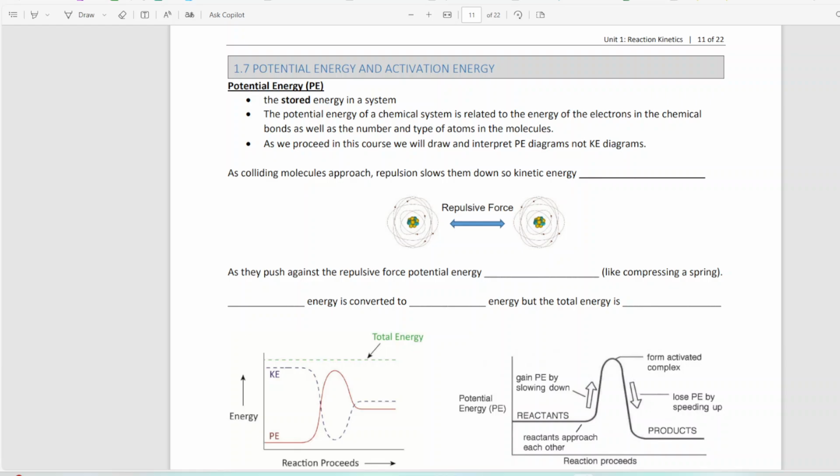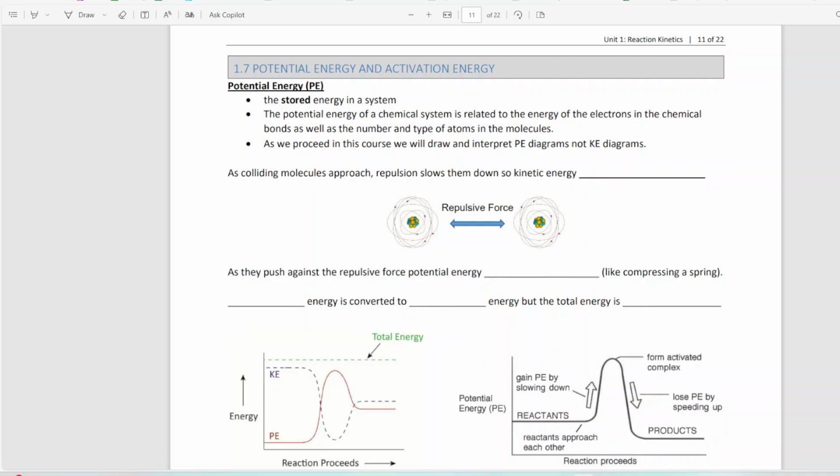All right, now we get to move on to what I think is the fun stuff. So we're going to move on from kinetic energy and activation energy to potential energy and activation energy. And potential energy is going to be something that we focus on for the rest of this unit. So, potential energy is the energy stored in a system.